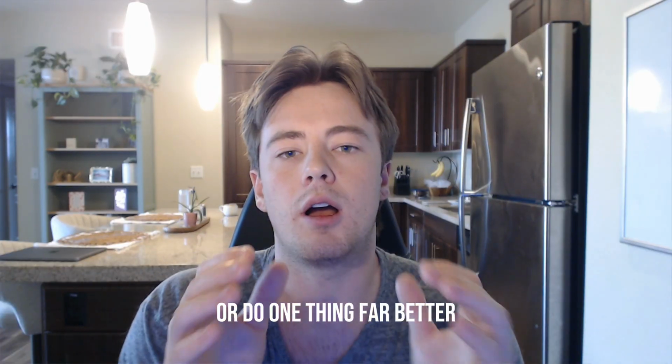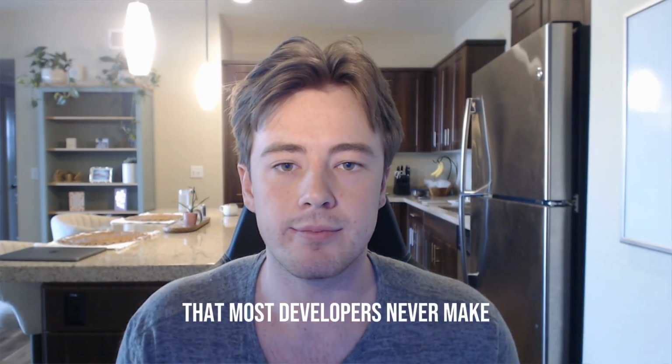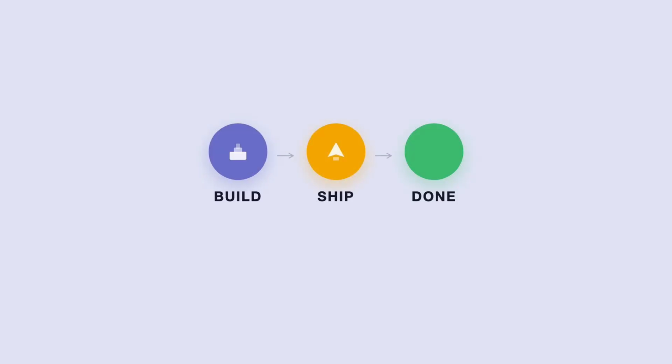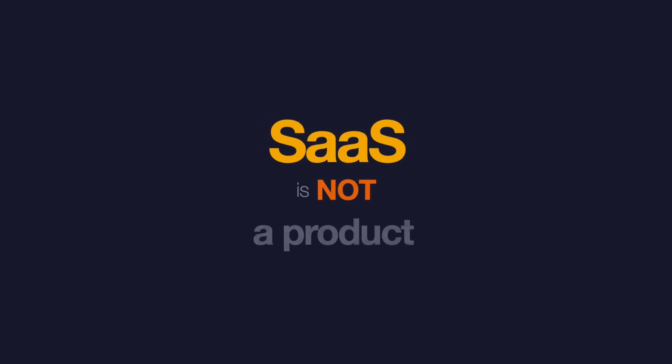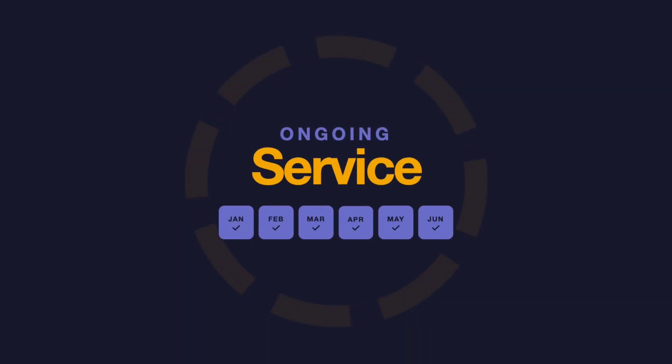I told you at the start there's a mental shift that most developers never make. And here it is. Most people think about software as a product. You build it, you ship it, you're done. SaaS is not a product. SaaS is a relationship. You're not selling someone a thing. You're providing an ongoing service.